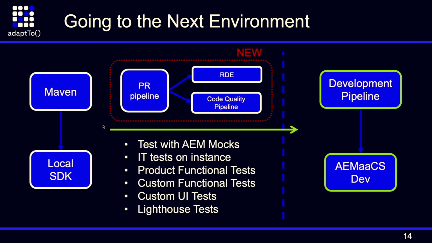The PR pipeline that we introduce is doing two things. First, it uses an RDE, and we fully automate this setup so that if you are contributing code, before it gets merged, it will run all the test suites. It will run the tests with AEMaaCS, it will run your IT tests, all the product functional tests are also run, the custom functional tests, etc. Everything is being run, and in that way you're sure that if your code gets merged to a develop branch or a stable branch that goes to an actual cloud environment, you have less chance of failures.